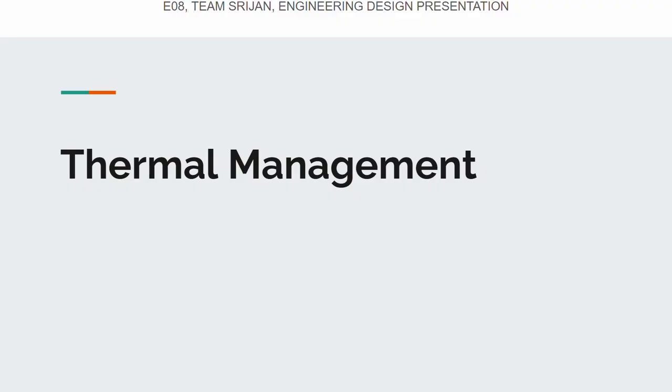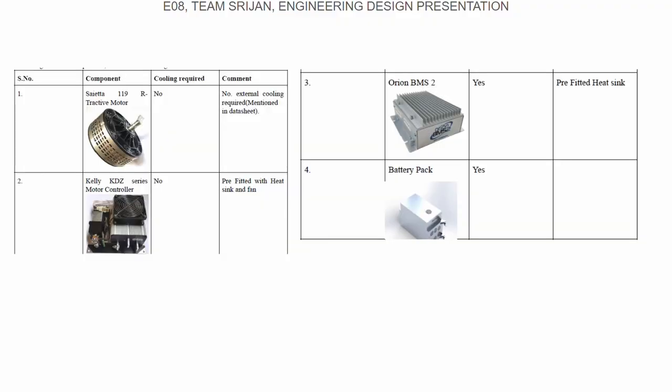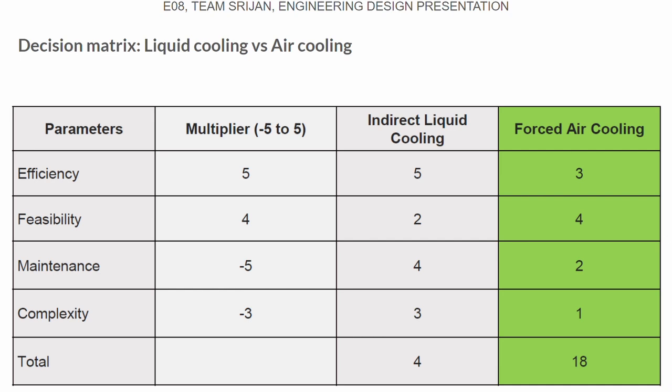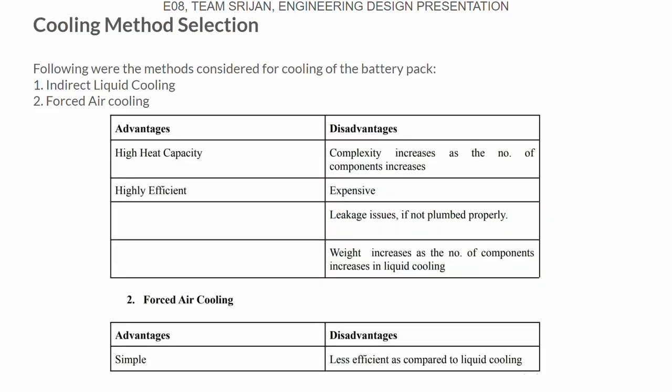Thermal management. As lithium-ion batteries and electronic components are sensitive to temperature, thermal management becomes very necessary. As you can clearly see from this table, our motor and motor controller do not require external cooling, while Orion BMS2 and battery pack do. The decision matrix shows why we chose forced air cooling over indirect liquid cooling. The reason for choosing forced air cooling was its simplicity. Even though it is less efficient, it was much simpler than indirect liquid cooling.